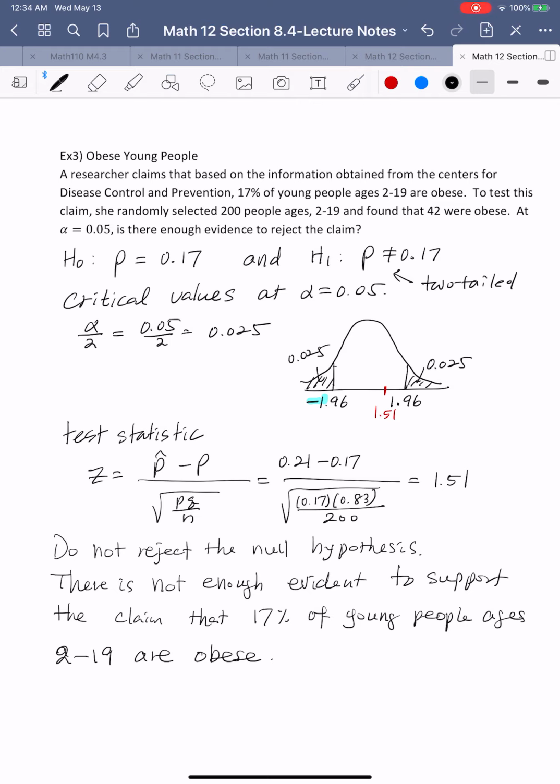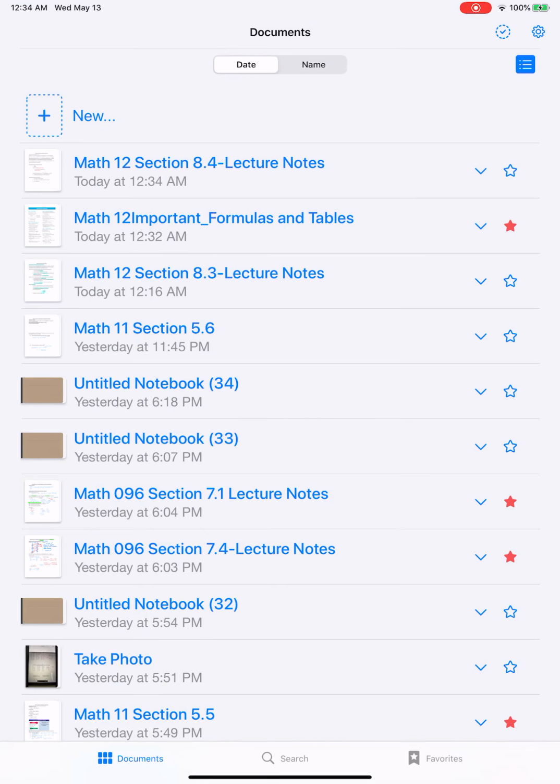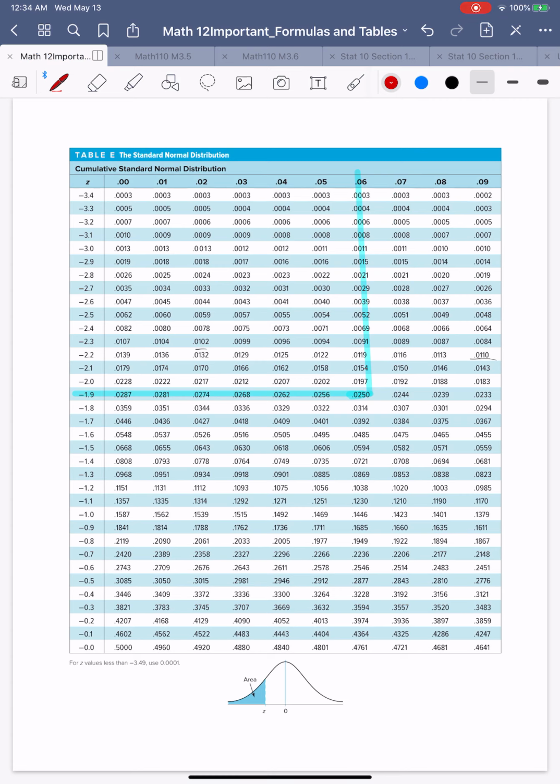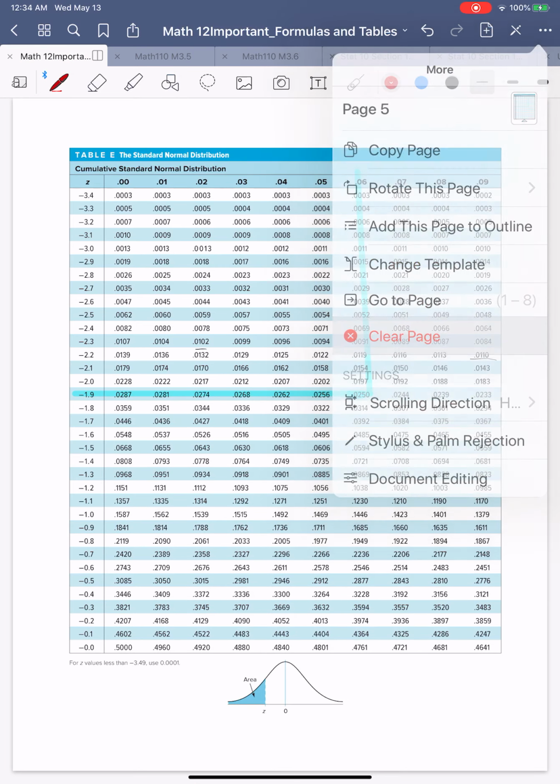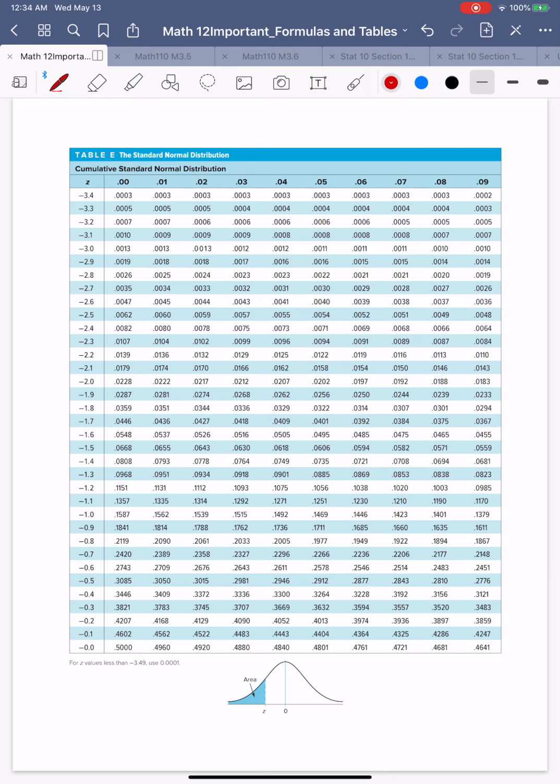Okay, all right, now let's get to the p-value approach here. We are using the z-score, 1.51. So let's see, go to negative 1.51, which is this number. That's the area.